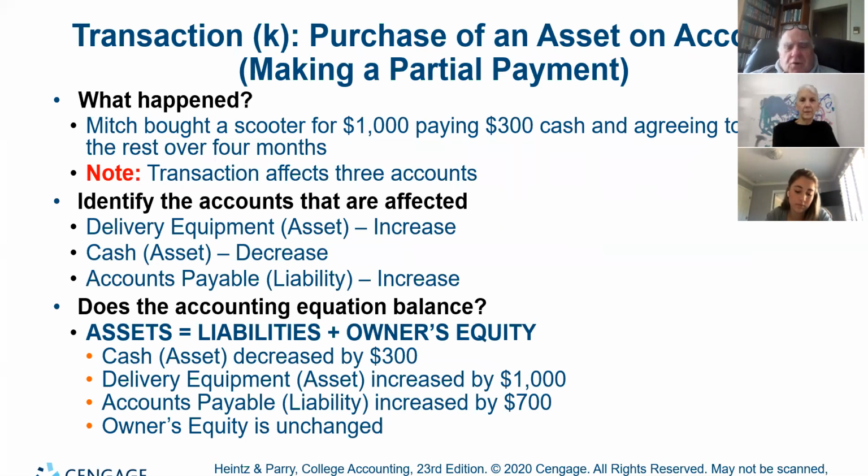Oh man, here's our first 3-line entry, huh? 3 accounts. Purchased an asset on account, but also made a partial payment. Wow, let's see what we have here. Mitch bought another scooter. He's buying scooters like crazy. He bought a scooter for $1,000. But the guy who sold it to him said, look, you got to pay me $300 now and then pay the balance over the next 4 months. So we're looking at our first transaction that hits 3 different accounts.